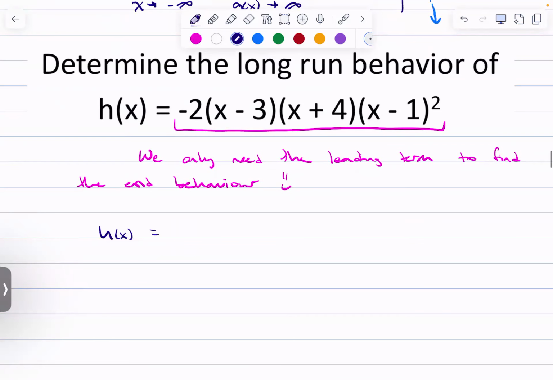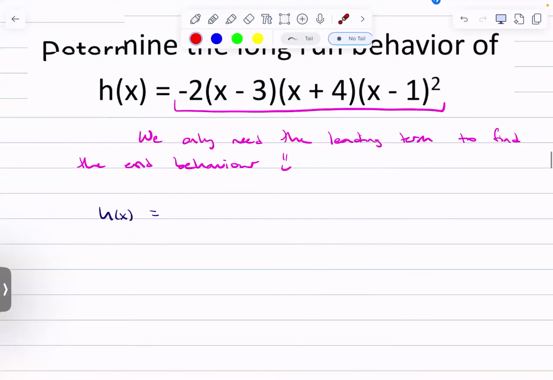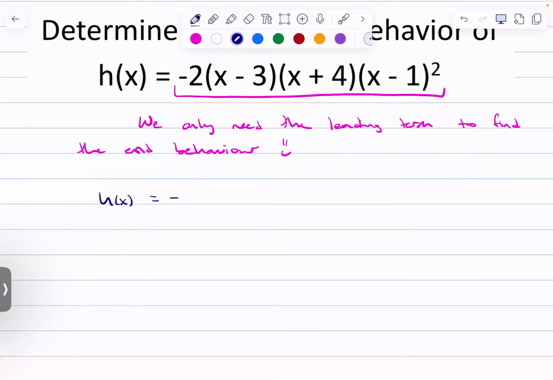H of x, I'm going to write this out. In fact, I'm going to write the x minus 1 squared as x minus 1 times x minus 1, just to emphasize that you can't bring that square inside. Negative 2 times x minus 3 times x plus 4 times x minus 1 times x minus 1.